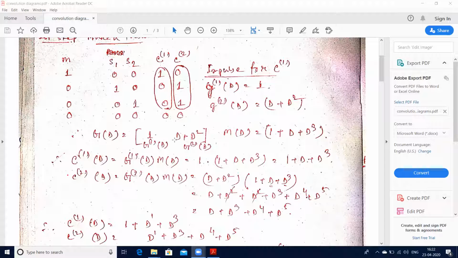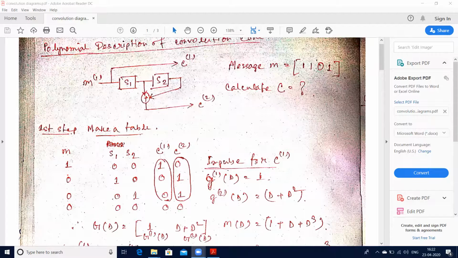side by side. I have already told you how to write this total or ultimate G(D). So G(D) equals 1 and d plus d square. And M(D), the message you will be given. So this is in the bit form, 1101. This is your message, 1101.